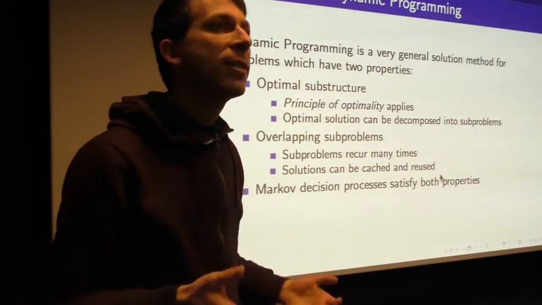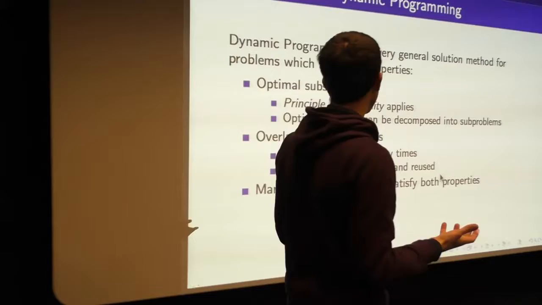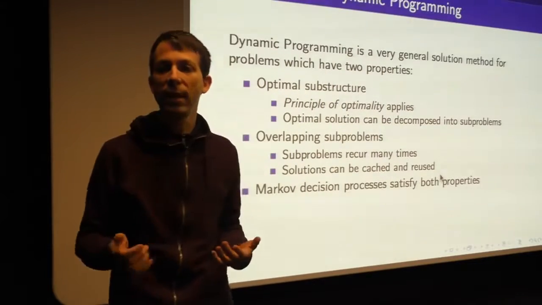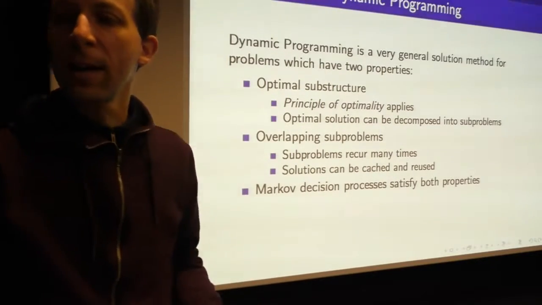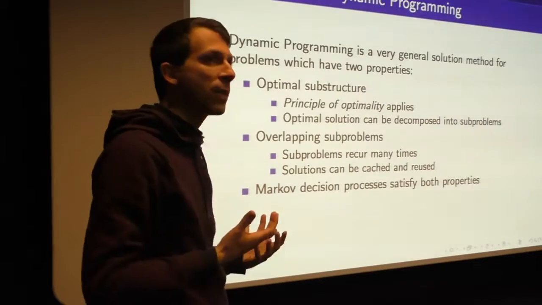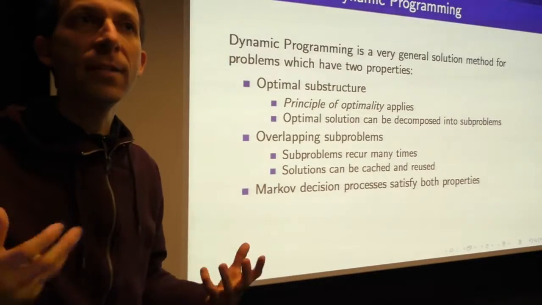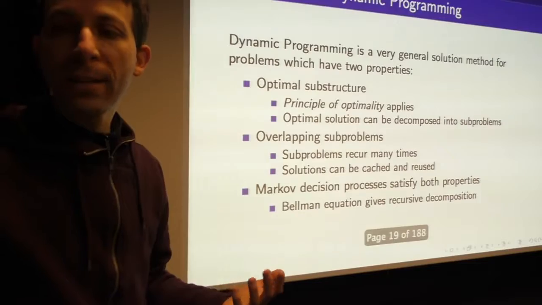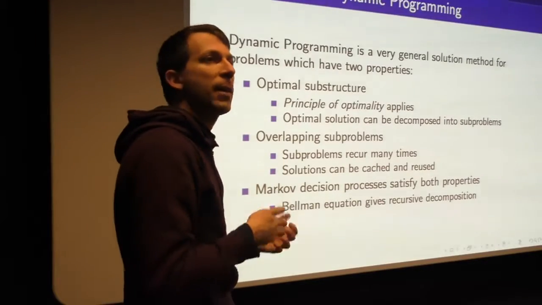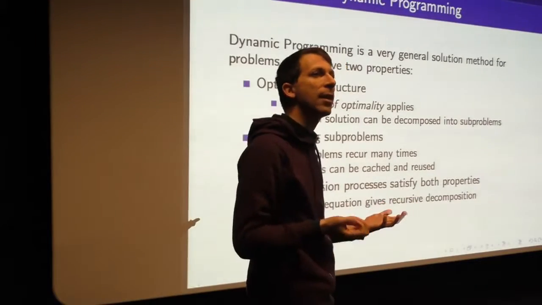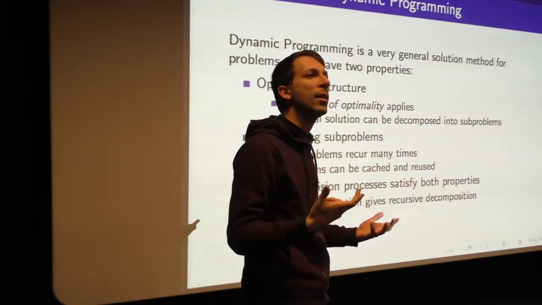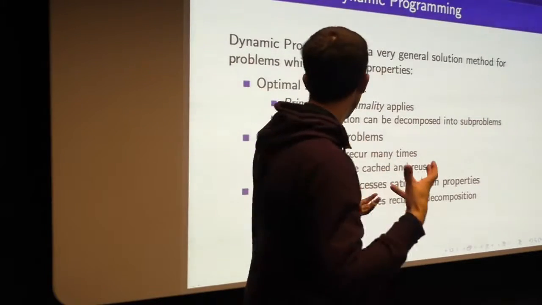So how does this apply to us? Well, we're talking about Markov decision processes today, and we're going to try and solve them using dynamic programming. And luckily, MDPs satisfy both of these properties. The special properties which MDPs have are basically the Bellman equation. The Bellman equation that we saw last week is the recursive decomposition that gives us these properties that we're after.